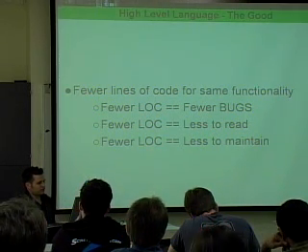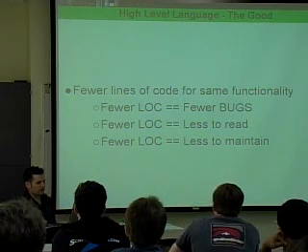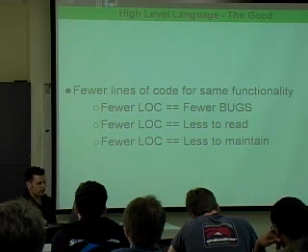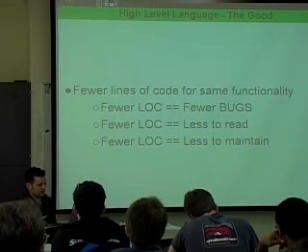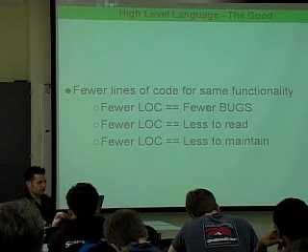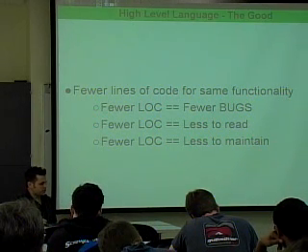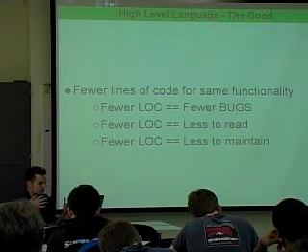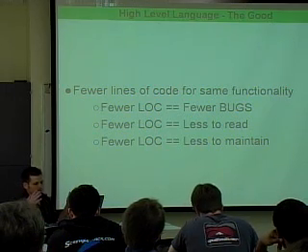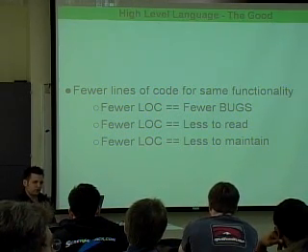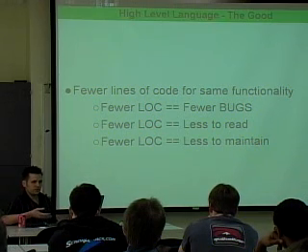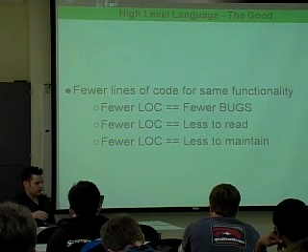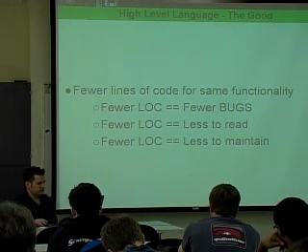In a high-level language, fewer lines of code are required for the same functionality. And that's a benefit because fewer lines of code equate to fewer bugs, less code to read, and less code to maintain. And in industry, it's a team environment. You're never capable of always writing 100% of your code. You're going to be either integrating into an existing framework or collaboratively working with your teammates. So the less code to read, the less to maintain, the better off you are.